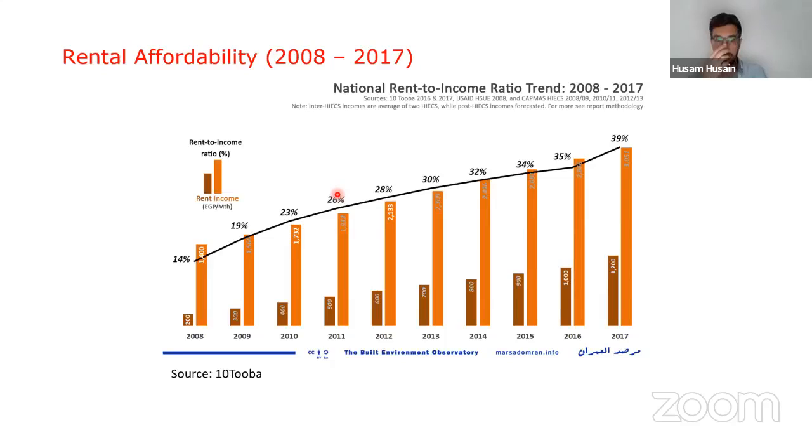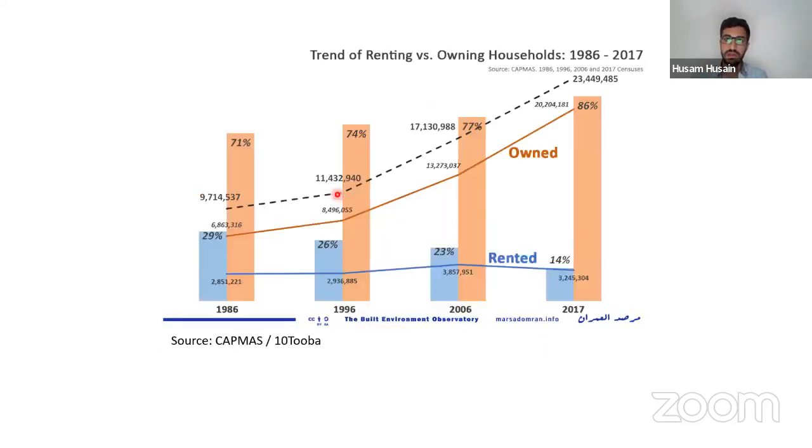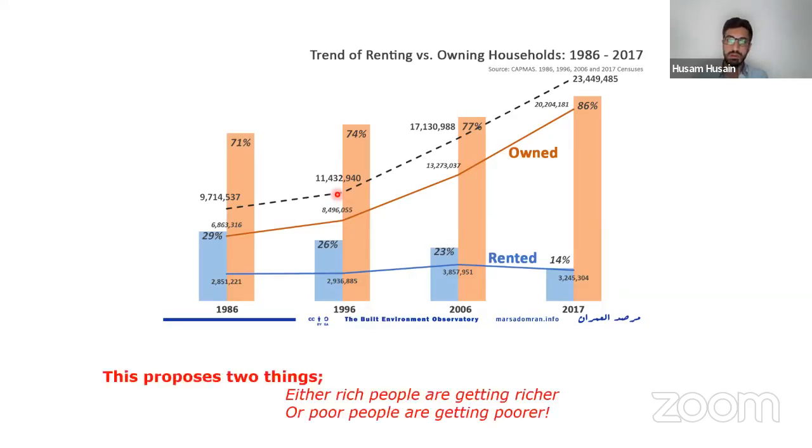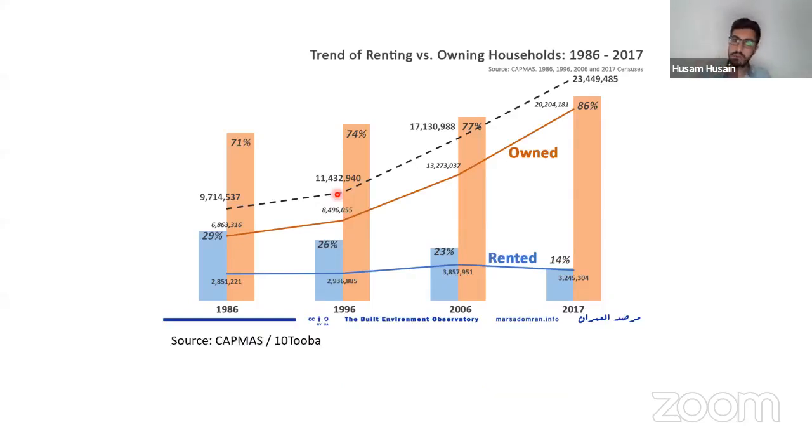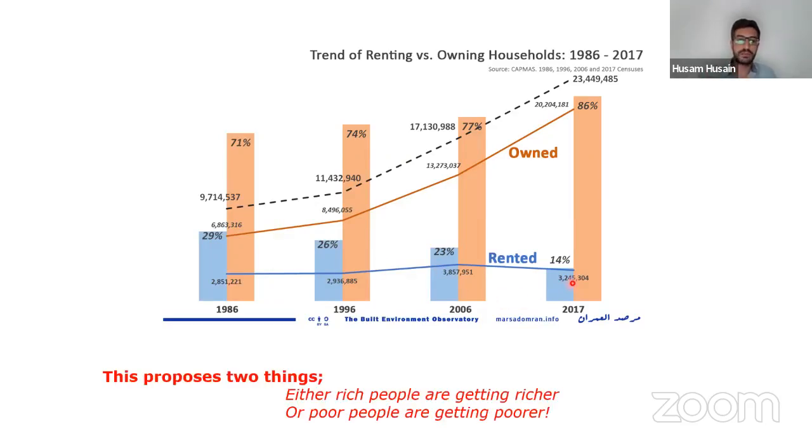Here again, reflecting on these numbers, rent against income, we can find the same results. If we see the trend of renting against ownership, again we find the same problem. Here we can see that owned apartments are increasing, but rental apartments are decreasing over the years. So what is really happening? This suggests only two things to my mind: either rich people are getting richer or poor people are getting poorer. And this is the only hypothesis I have in mind so far.